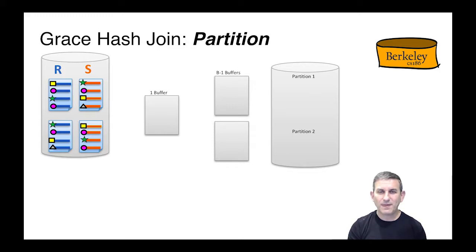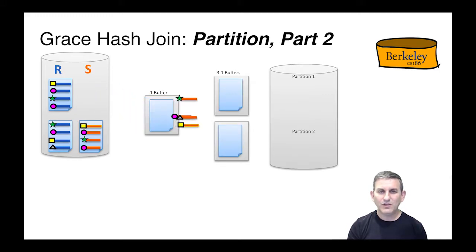Okay, so that's the animation. We have B buffers of memory here in the middle. One buffer is being used for input and B minus one buffers for partitioning. So first we're going to partition S. We read in a page of S. We use the hash function to put its tuples into output buffers.